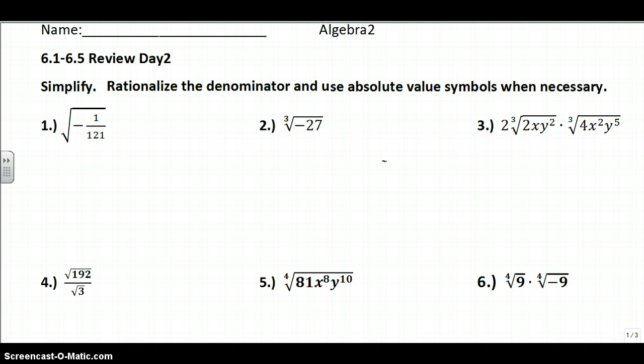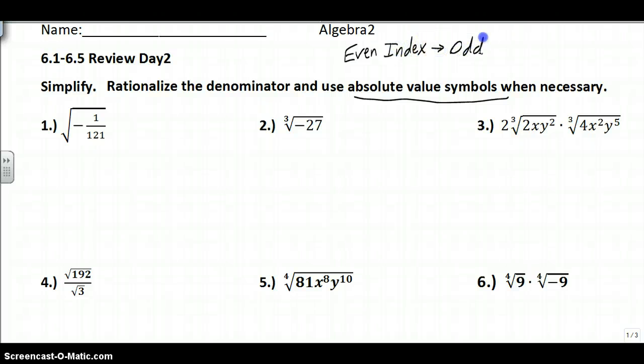So, let's begin. Your instructions will say simplify or rationalize the denominator. Remember to use absolute values when necessary. When do we use absolute values? When we have an even index and we get an odd power answer. So something like square root of x squared, well, that would be x, but you need absolute value because it's x to the first. It came out to be an odd power from an even index. Okay? So star that and make sure you know that.